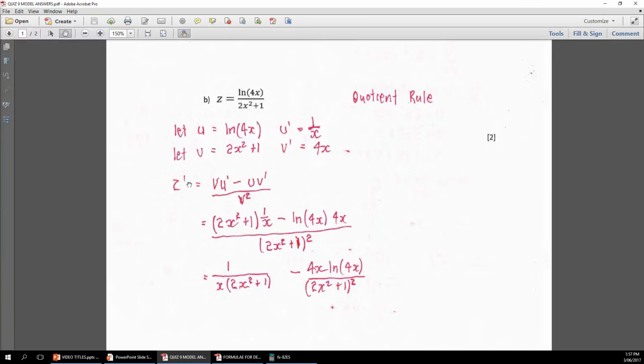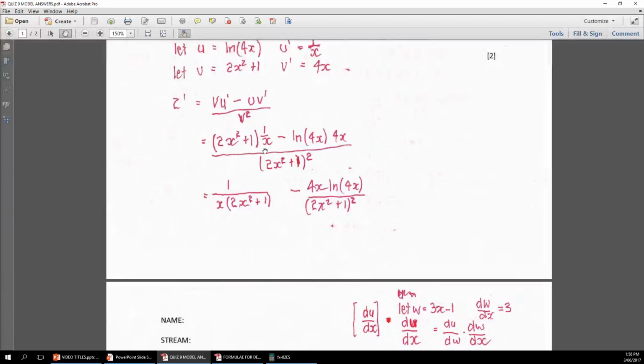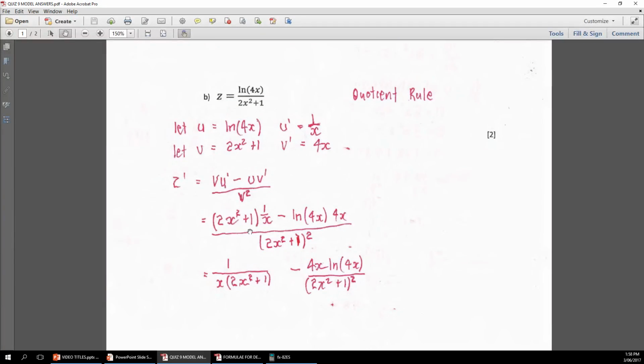So z dash, as we said, equals v du dash minus u v dash all over v squared. Okay, so we can write that out quite simply. So we get 2x plus 1 in brackets, put that in a bracket, times 1 over x, minus ln 4x, which is u, times v dash, which is 4x, all over v squared. v is 2x plus 1, all squared.